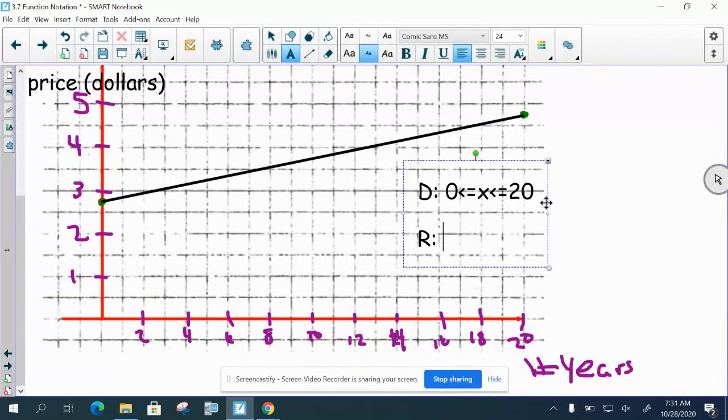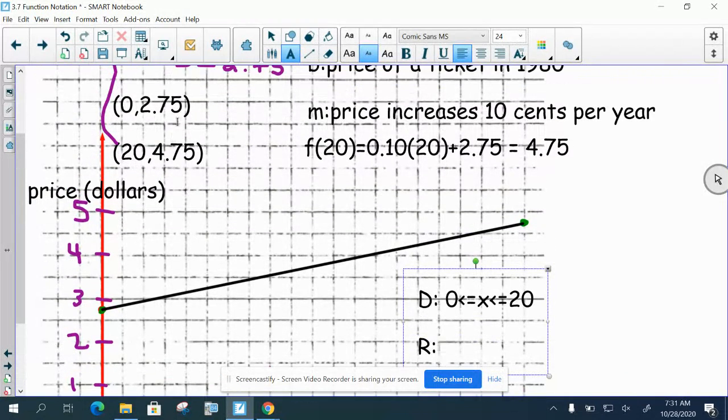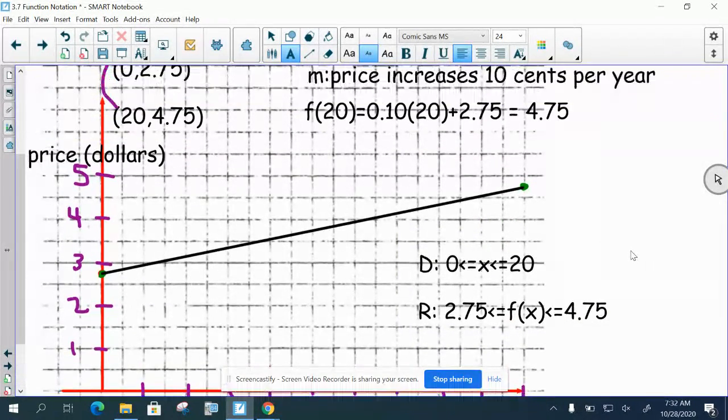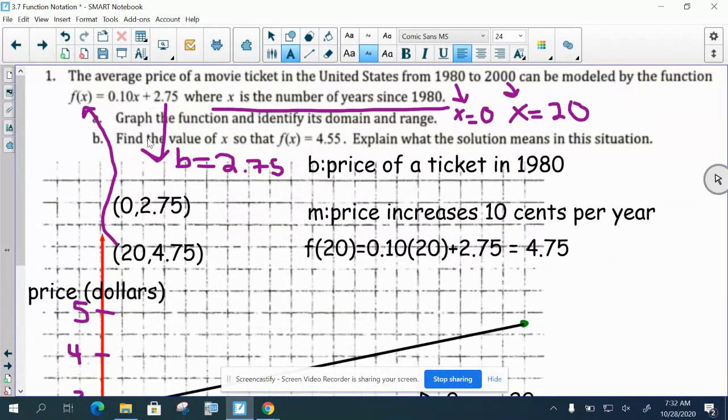And the range will be whatever you had for your y. So it'd go 2.75 to 4.75. So 2.75 less than or equal to f of x, less than or equal to 4.75. Okay, that's how you would write the domain and range for those. Okay, and then find the value of x so that f of x equals 4.55. Explain what the solution means.